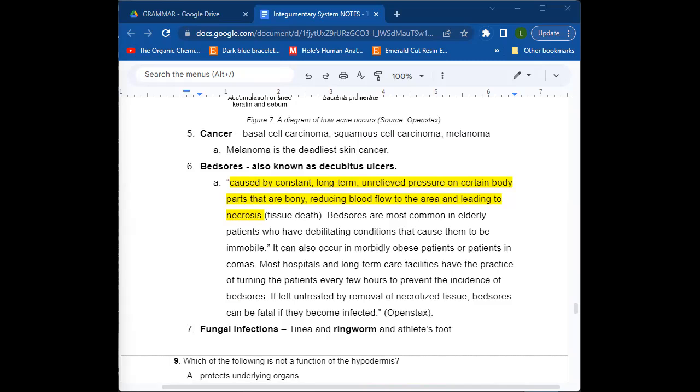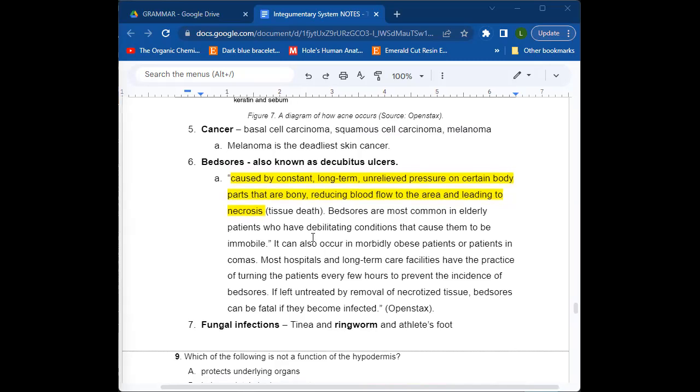Okay, and so it leaves behind basically this crater in the skin, a hole in the skin. And then from there, because it's a crater in the skin, that makes it very vulnerable to infection. Bacteria are able to get into the body very easily. And this is actually how people can die from decubitus ulcers or bed sores, because of the infection that results.